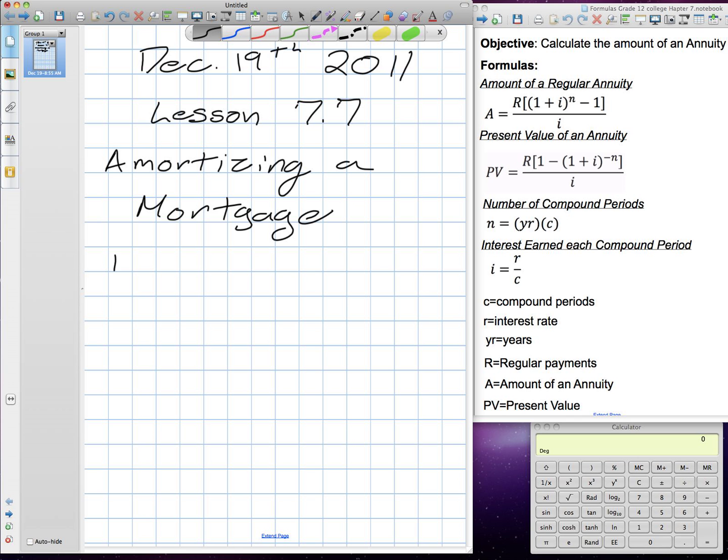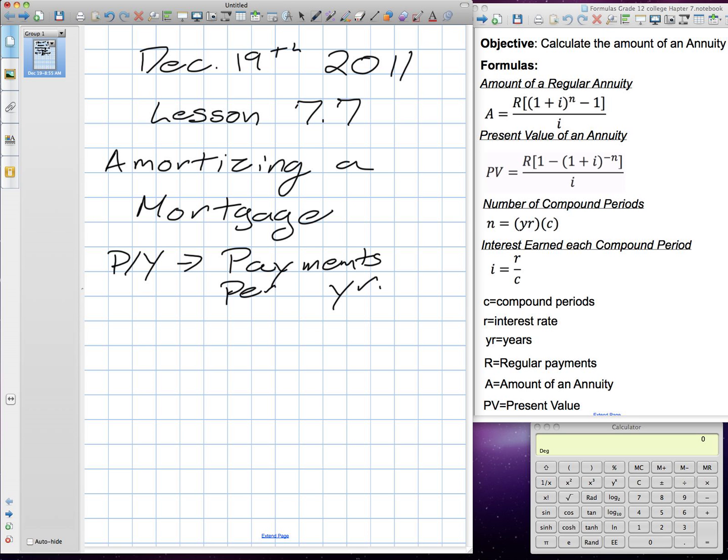On your TVM Solver, these are the two buttons we're talking about. We're talking about PY, which is payments per year, and CY, which is compounding periods per year. Make sure you guys know this information. You will be tested on it.